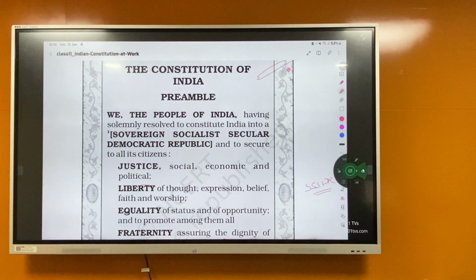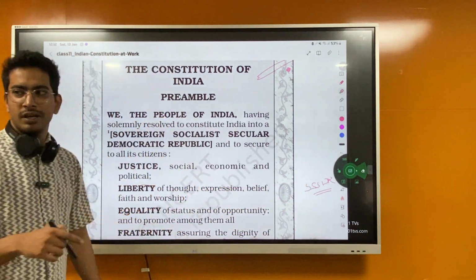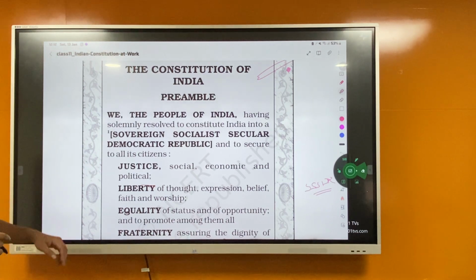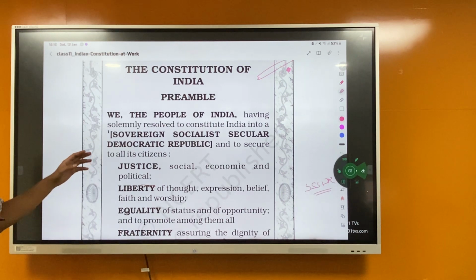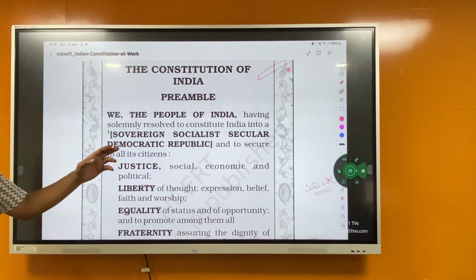We, the people of India, having solemnly resolved to constitute India into a sovereign, socialist, secular, democratic, and republic. So there's a mnemonic for that: SSSDR. You can remember it that way. And to secure to all its citizens justice, all the different types of justice: social, economic, and political.